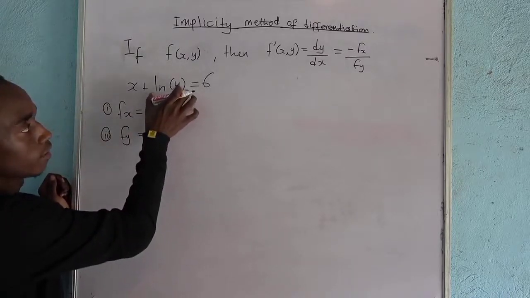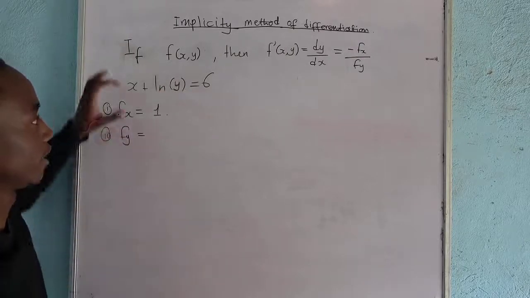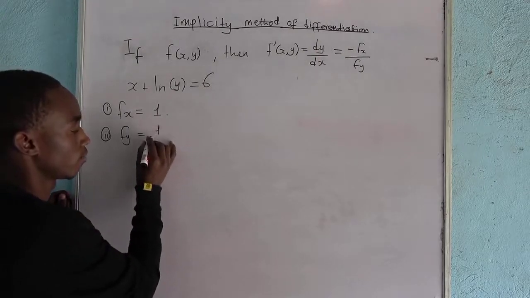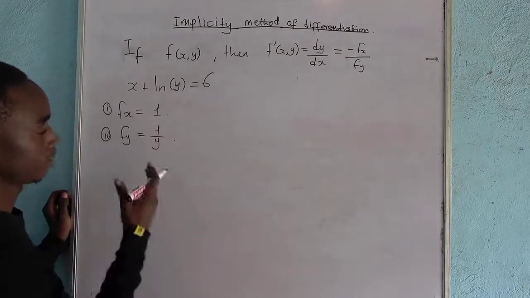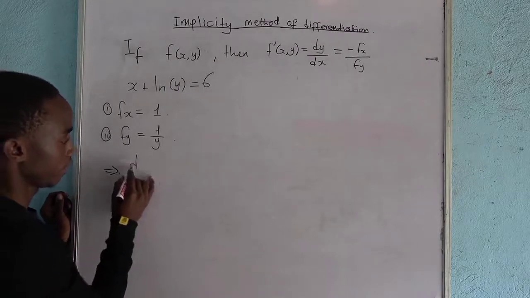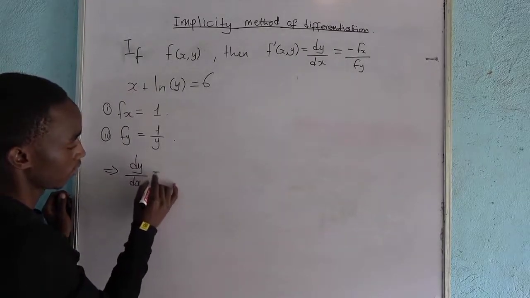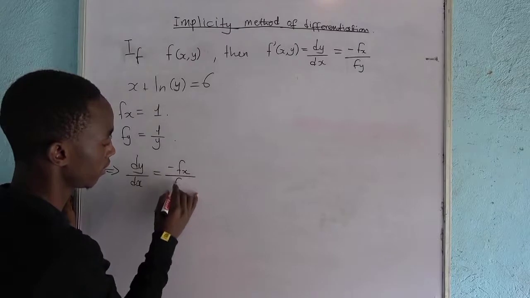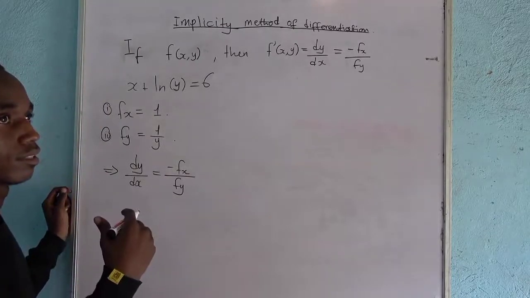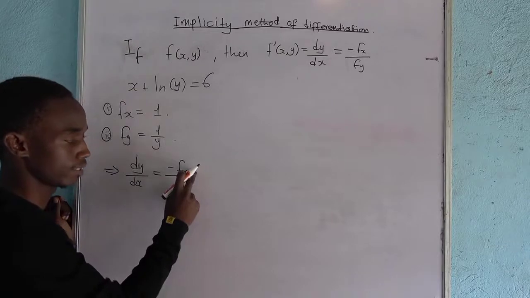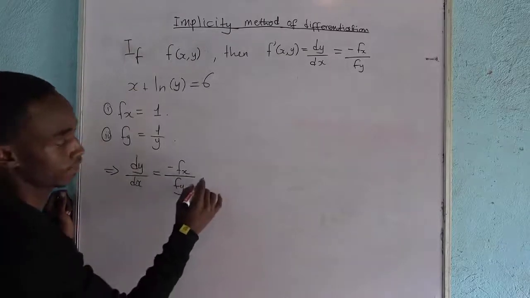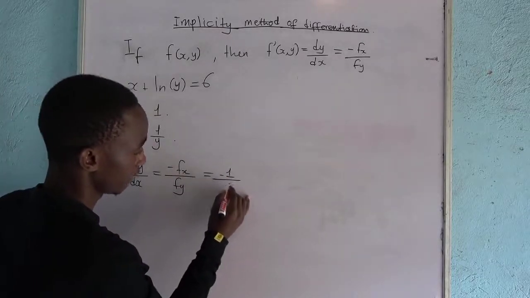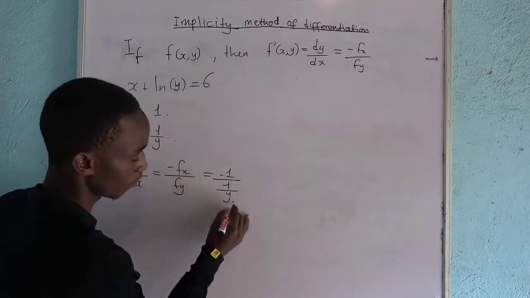So we have a natural log of y here. Differentiating the natural log of y, we know what we get. We'll get 1 over y like that. And then from here, we can apply the formula for the implicit method. The formula says this: negative of the partial derivative with respect to x divided by the partial derivative with respect to y, like that. So this is negative 1 divided by 1 over y.